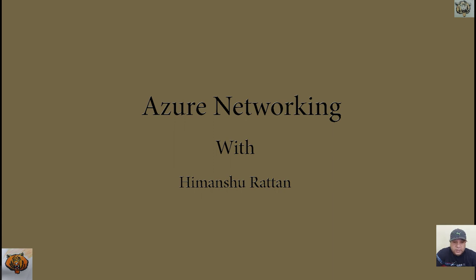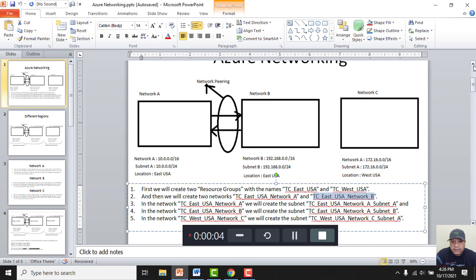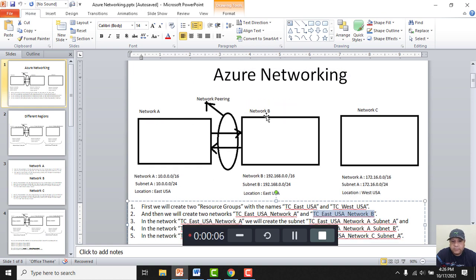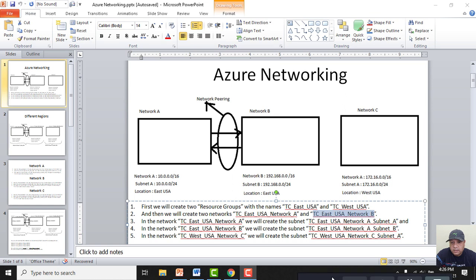In my presentation today, we will create three networks: network A, network B and network C. In network A, I will be using the IP series of 10. In network B, we will be using the IP address series of 192.168 and in network C, I will be using the series of IP address 172.16.0.0. Network A and network B will both be in the location East USA and network C will be in the location West USA. And when I create a network, I will create a subnet as well: subnet A, subnet B and subnet C.